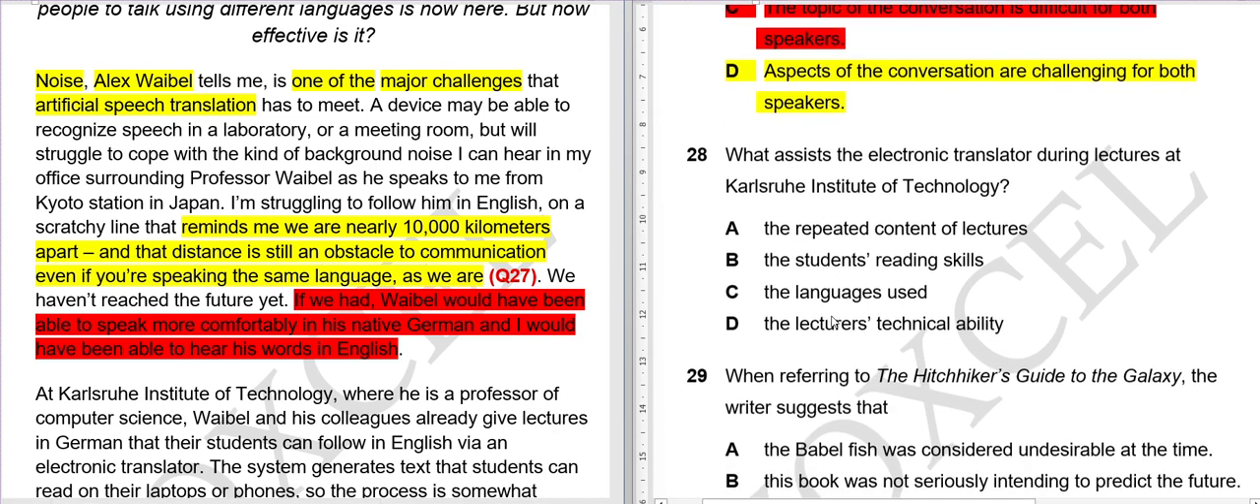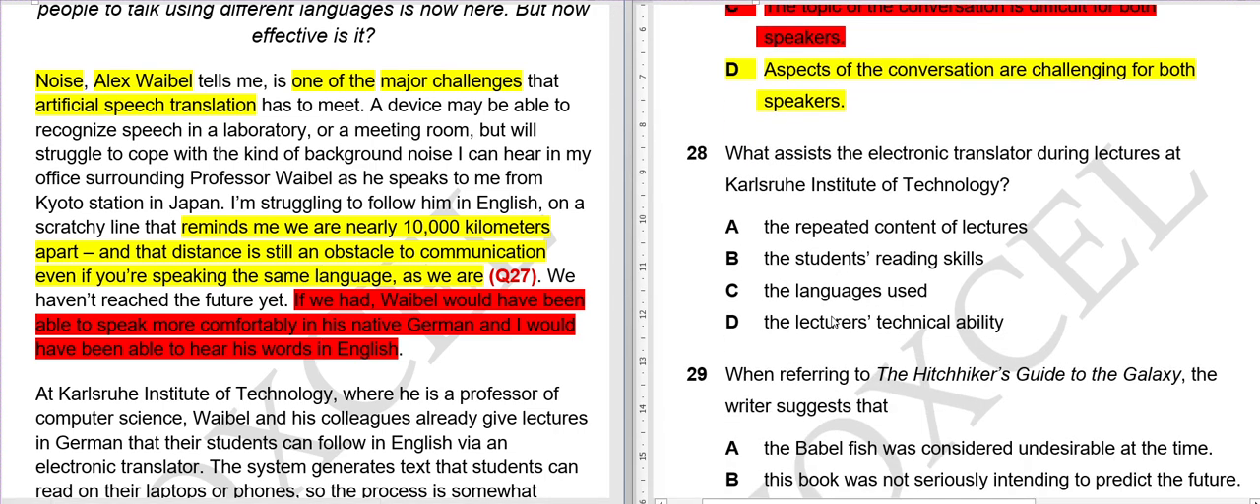Moving to the next question, number 28. What assists the electronic translator during lectures at Karlsruhe Institute of Technology? So we have to find out what thing helps, assists, in simpler terms. What helps the electronic translator during lectures at this particular Institute of Technology? So we are given the locator words Karlsruhe Institute of Technology.